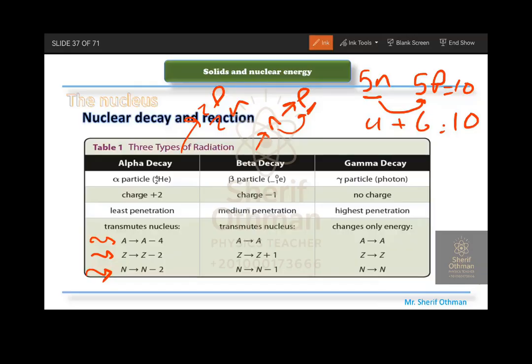It produces a beta particle, which is a negative particle with a charge of -1. It has a medium penetration. The mass number is the same. The atomic number is going to increase by 1. The number of neutrons will decrease by 1. Gamma decay. Gamma decay doesn't include any particles. It's only energy, so it has high penetration. There is no change in the number of particles, only a change in energy.